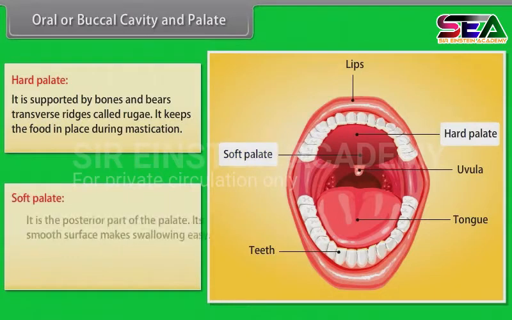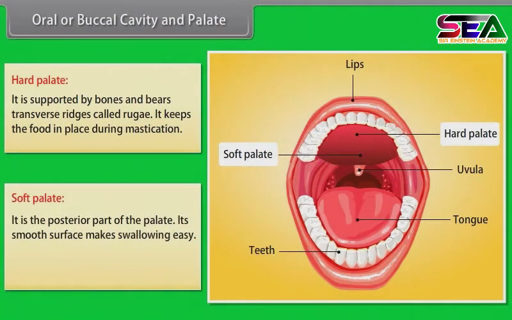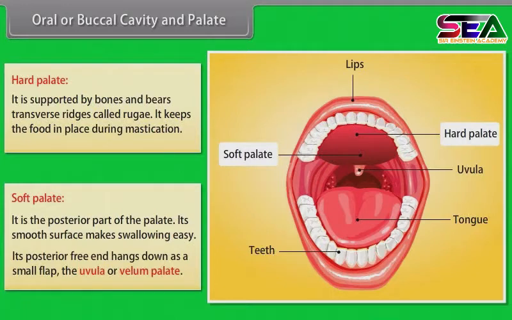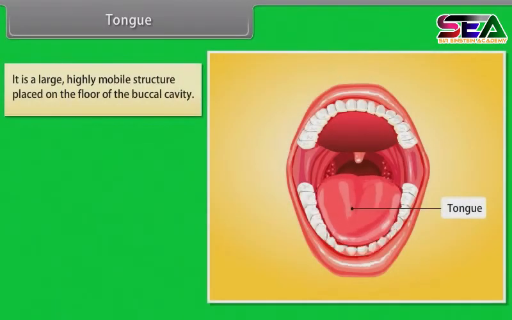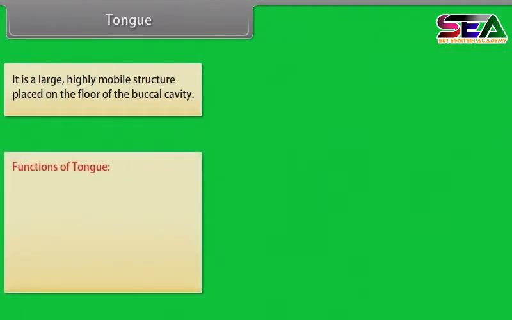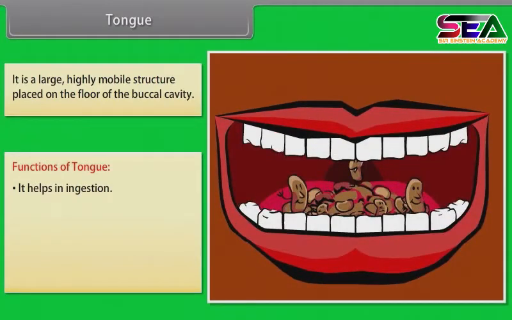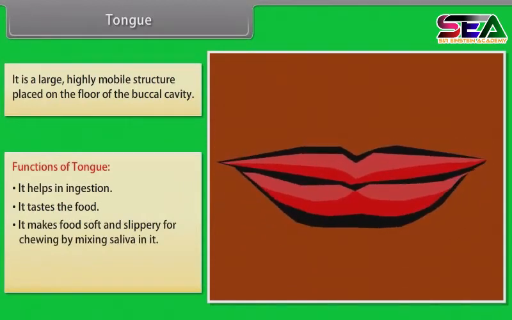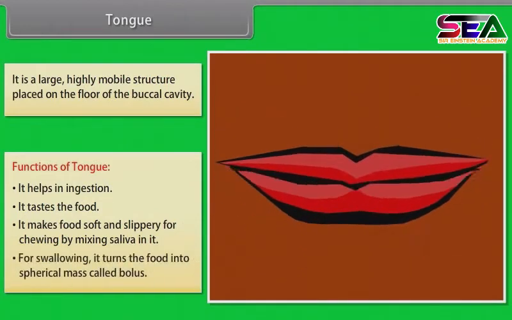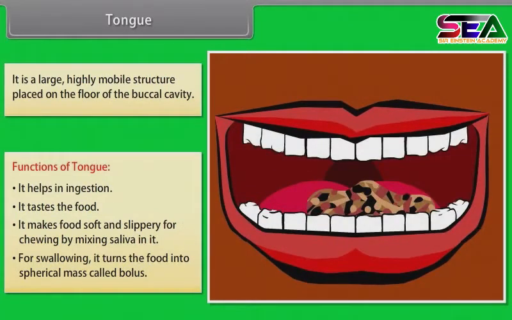Soft palate. It is the posterior part of the palate. Its smooth surface makes swallowing easy. Its posterior free end hangs down as a small flap, the uvula or velum palati. Tongue. It is a large, highly mobile structure placed on the floor of the buccal cavity. Functions of the tongue. It helps in digestion. It tastes the food. It makes food soft and slippery for chewing by mixing saliva in it. For swallowing, it turns the food into a spherical mass called bolus.